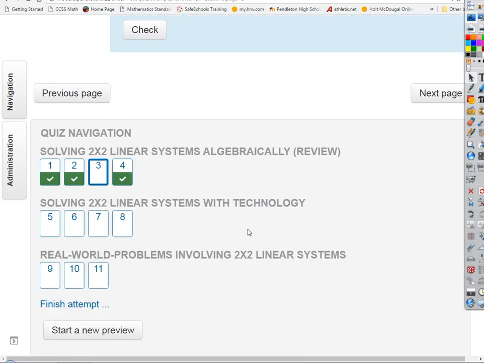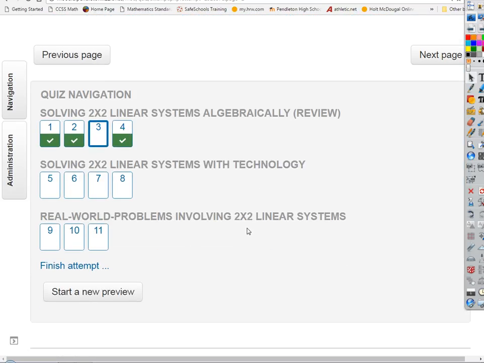Okay, so the next part of this, that's just a quick review of stuff that you've already learned a long time ago. But this is presumably new. So now I want to talk to you about how you can solve 2x2 linear systems with technology.